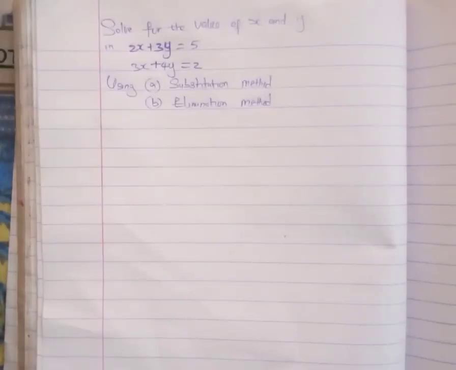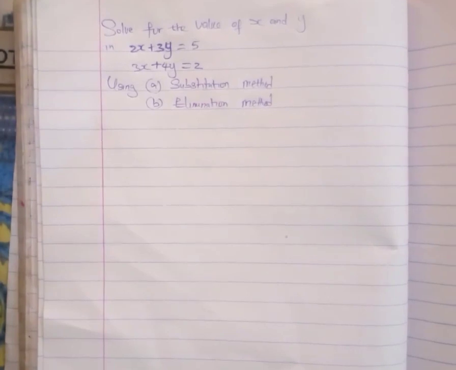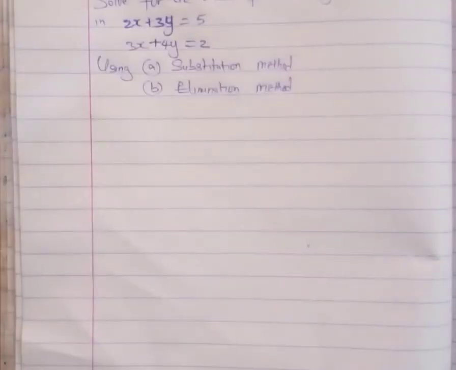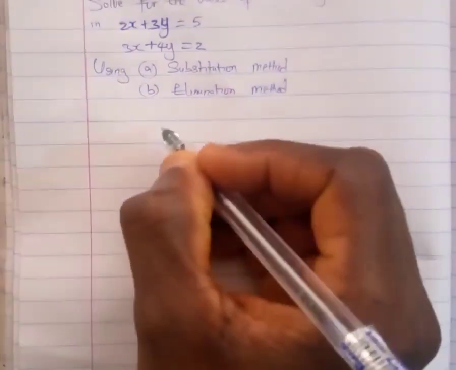Welcome to this tutorial. Today we are going to solve a problem in mathematics, simultaneous equation. As seen on your screen, solve for the value of x and y in 2x plus 3y is equal to 5 and 3x plus 4y is equal to 2 using substitution method and elimination method. The first method we are going to consider to solve this particular equation is the substitution method.